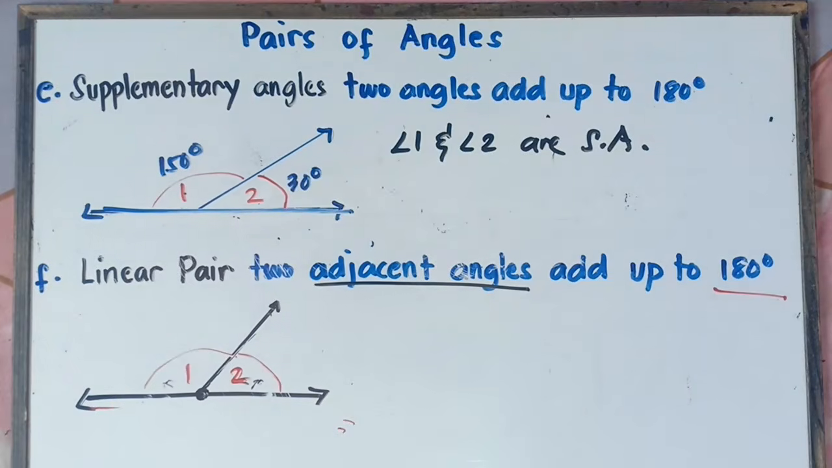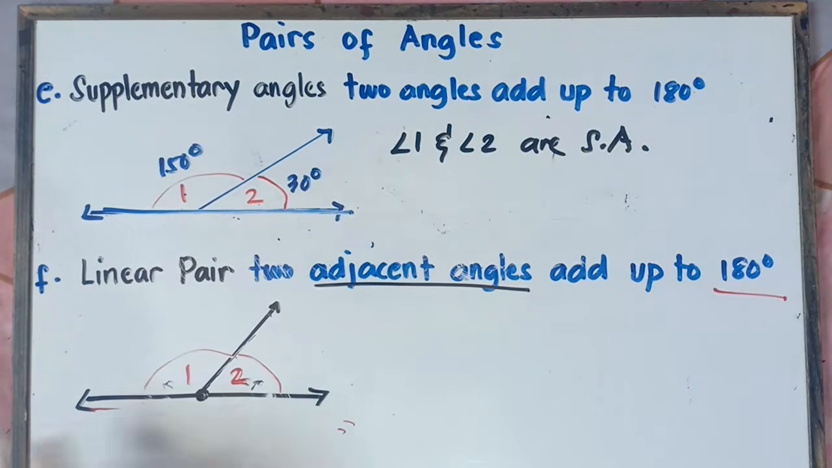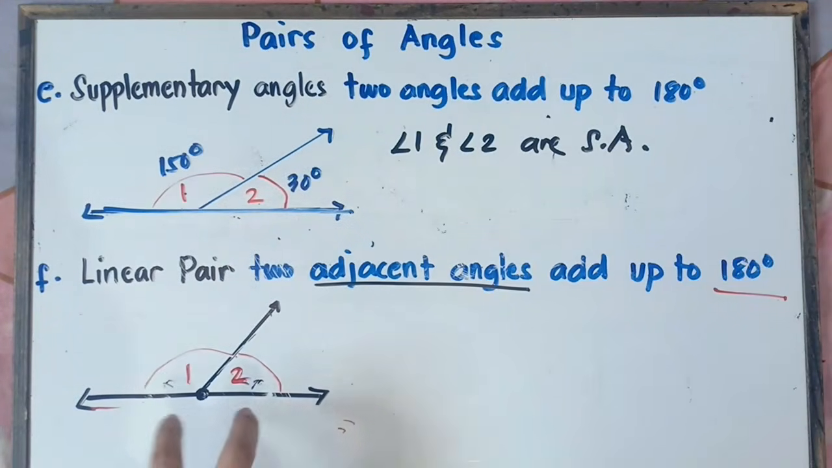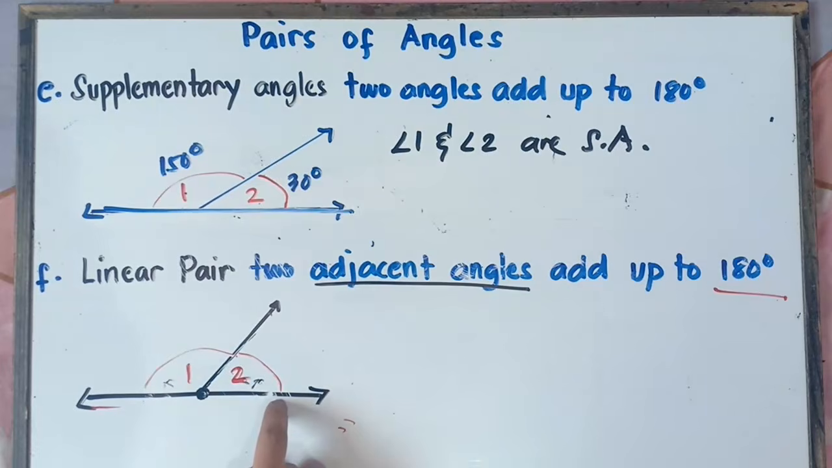Now, question, sir. I have a question, sir. Can we call this one supplementary angles? Yup. You can call this one supplementary angles, class, because if you add the two angles, that will be equal to 180 degrees.